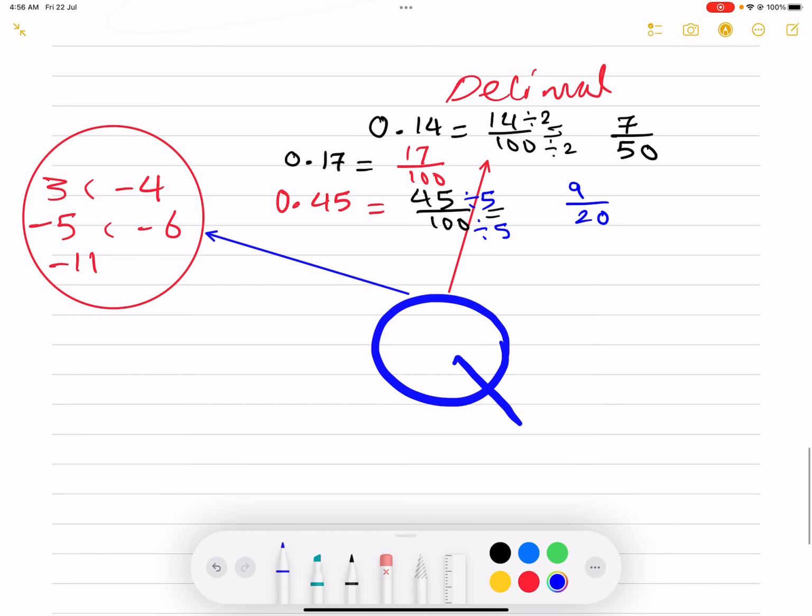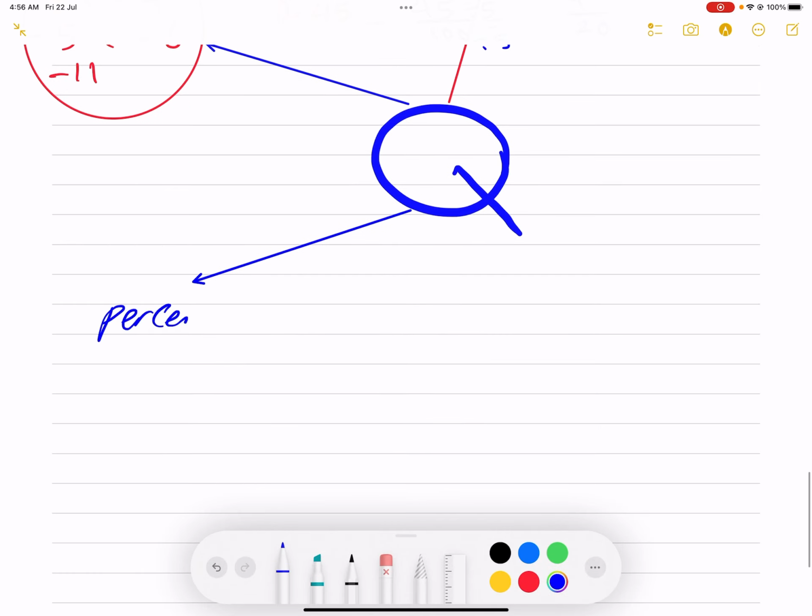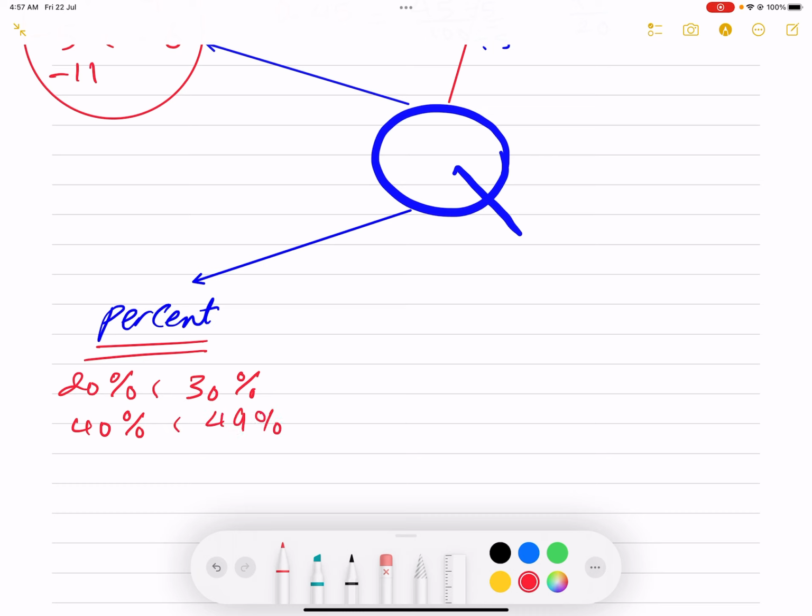So we now know that all integers are rational and all decimals are rational. What about the percent? I told you a little while ago that the percent is rational. Any percent, like 20%, 30%, 40%, all of these percents are rational. What about 49%? All of these percents are rational.